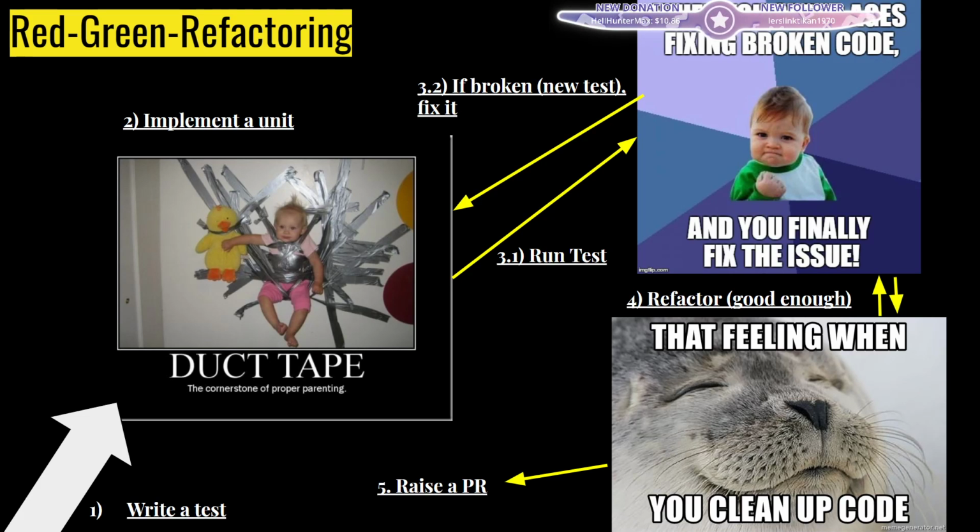In a real life scenario where you work on your daily tasks, your daily issues at work, there's a thing called red-green refactoring. And this means that you start by writing a test, then you implement a unit for that test, then you run the test and fix what is broken. Then, after all your test cases are covered, you refactor the source code, run the tests again, and if it's still working, you raise a PR.